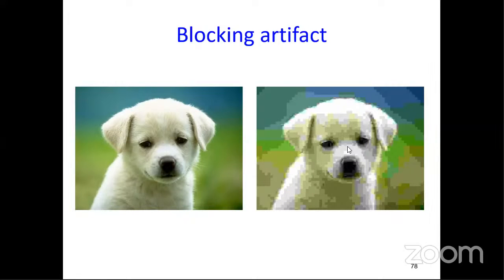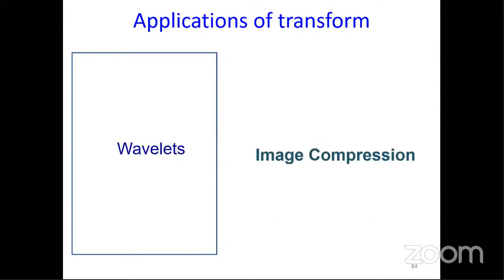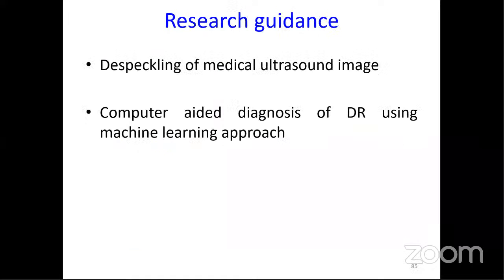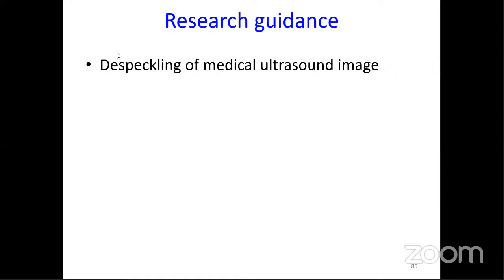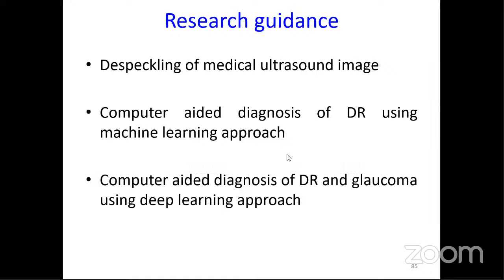So I think I can give one research. What is the research work that we have done in our lab that I want to highlight? The first research work is with respect to despeckling of ultrasound images. If you have images corrupted by noise, how do you remove the noise from the ultrasound image? One of my research scholars has completed his research work on this. The other research work we have done is computer diagnosis of diabetic retinopathy using a machine learning approach. Now we are doing additional work with a deep learning approach.